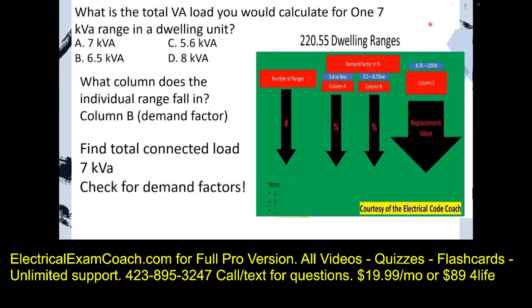Now let's check for demand factors. When we head back to our table, we're going to start on the left-hand side and find our number of ranges. Then we're going to cross over and find our multiplier. And when we do that, we find that it's 80% for one range.